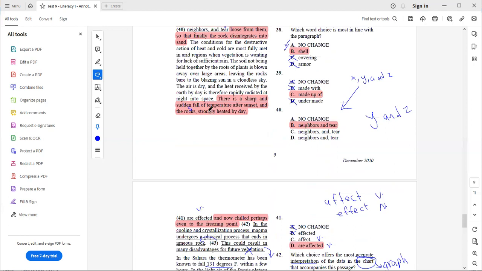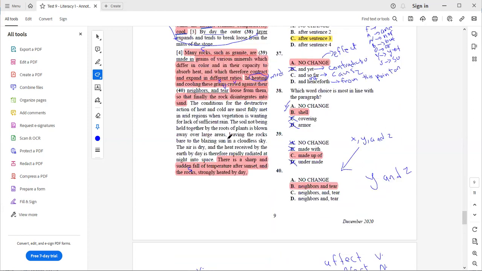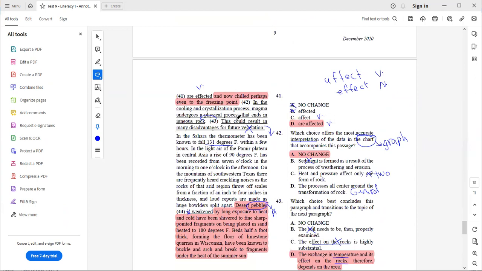So we know that for this paragraph, we have to read the first sentence and last sentence to know the main idea. Here he said many rocks such as granite are made up of grains of earth minerals which differ in color and in their capacity to absorb heat and which therefore contract and expand in different ratios. Okay, now the last sentence must equal the first sentence. Let's look here. He said in the Sahara, the thermometer has been known to fall 131 degrees Fahrenheit within a few hours. So he's talking about the time. Okay? Yes. So let's return back to this one.